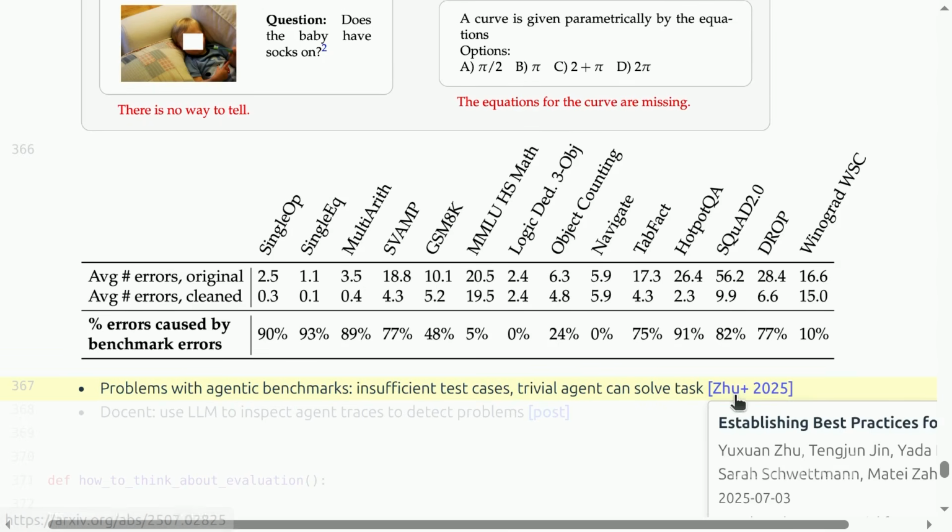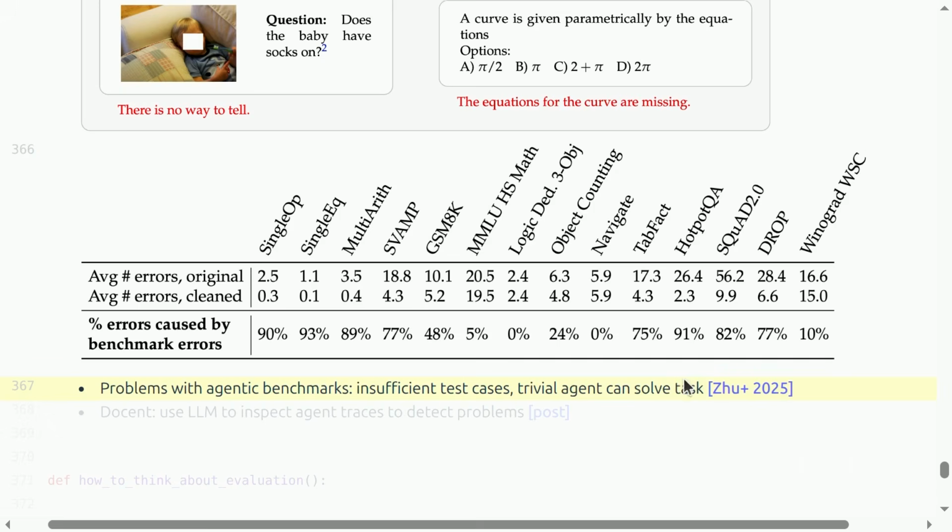There's another case of the Tau-bench benchmark, where they show that if an agent just outputs an empty response, it can get like 38%. So there are some trivialities with these benchmarks that one has to be very careful to avoid. One thing I'll call out is this tool called Docent that uses language models to inspect agent traces to detect problems. So this is kind of a qualitative response to our very quantitative-heavy way of benchmarking.